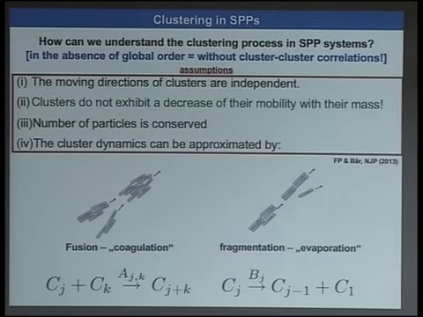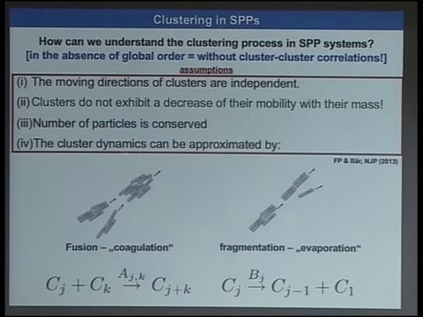And now, how can you understand this? What you can do is write down the Smoluchowski coagulation equation with fragmentation. You can assume that the clusters move independently in order to work with the equation. You can assume that clusters do not exhibit a decrease of their mobility with their mass. Once you put this assumption here, you are saying that the model is a non-equilibrium one. Otherwise, they should slow down if the clusters are very big.